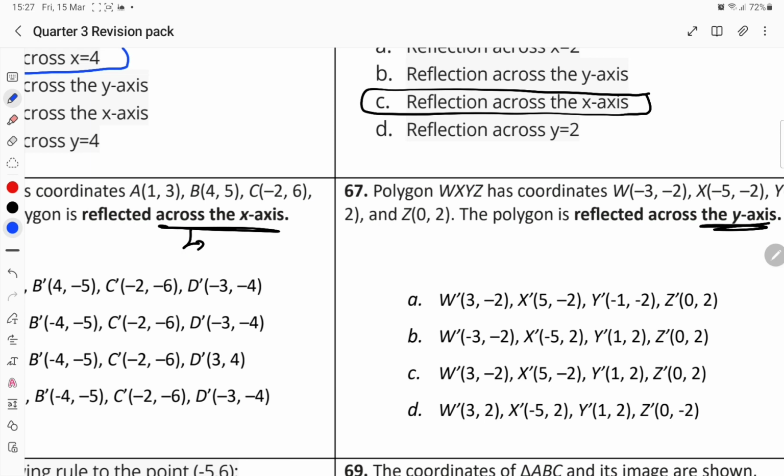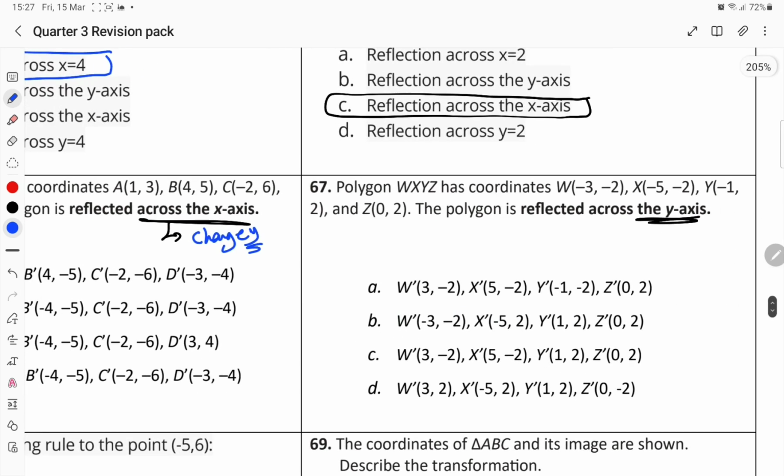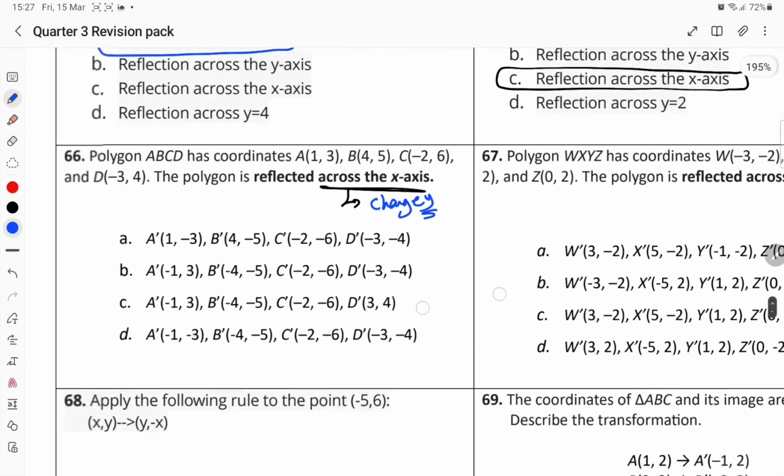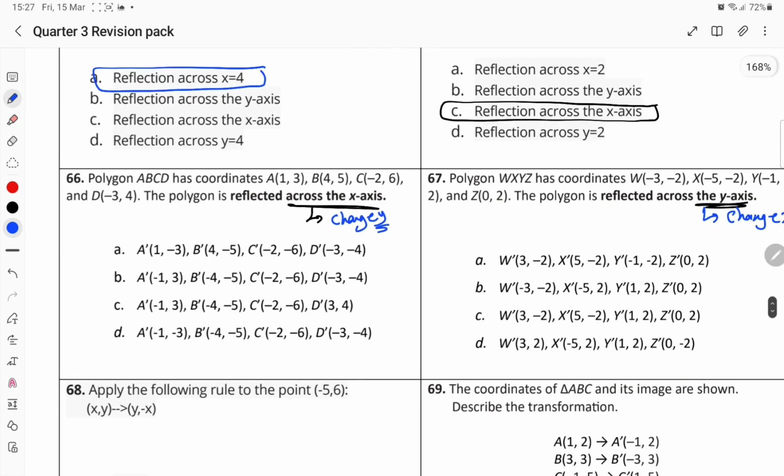So simply, when he says reflect across the x-axis, we change y. When he says reflect across the y-axis, we change x. So let's do it together. Here I have A, B, C, D. So A prime becomes, it was 1 and 3, correct? When I change the y, it becomes 1 and -3. B prime, it was 4 and 5. I will also change the y, so it is 4 and -5.